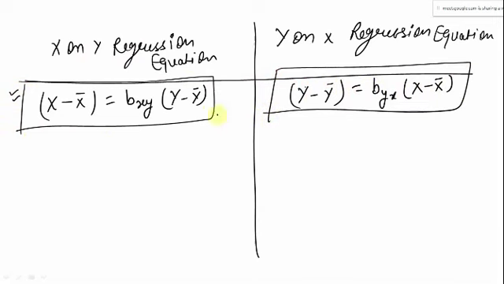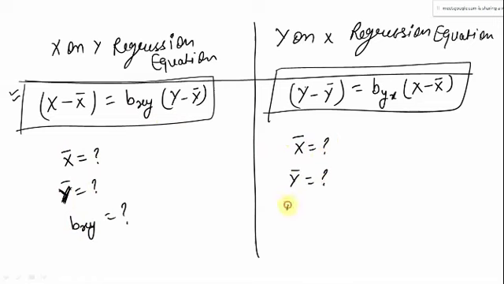Now in both of these equations, we need to know what is x bar, what is y bar, and what is bxy. Over here also, what is x bar, what is y bar, and what is byx.